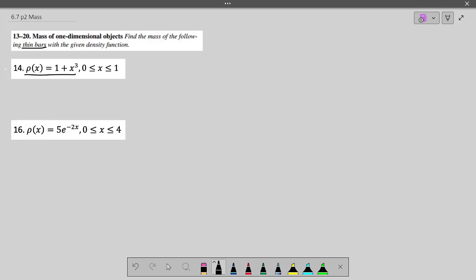There will not be a test question to find the mass of a bar in 1 dimension. This is just more of a building block for where we're going. But the concept is going to be the important part. If you integrate density, you get to mass. So all we would do in this context is integrate with respect to x. 0 is not contributing, so we'd have 1 plus 1/4, so we'd end up with 5/4.